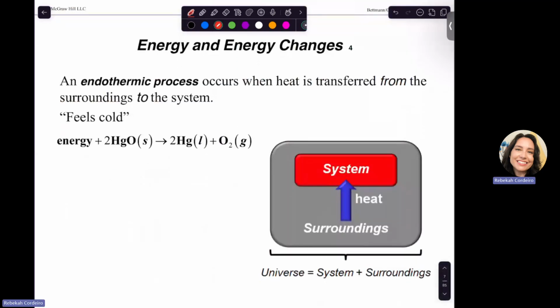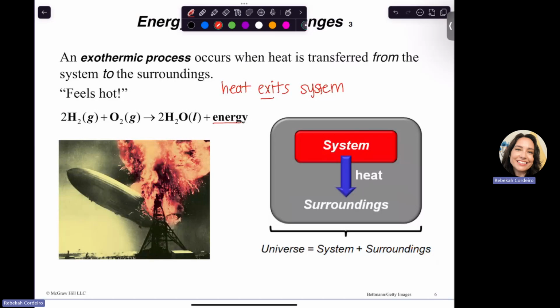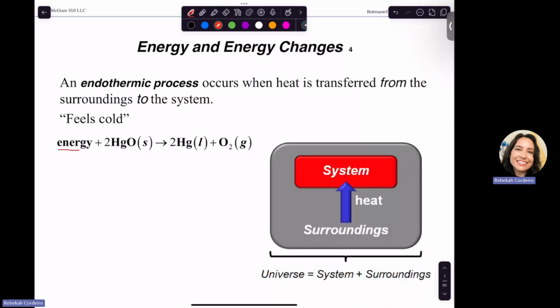An endothermic process is where heat is transferred to the system, so it would feel cold. If you touch something that feels cool, heat is being transferred from you to the system. And notice that we actually can think about energy being in our chemical reaction. If the energy is a product, that's exothermic, meaning the energy is given off. If energy is a reactant, that's endothermic. Energy is like a reactant, it's going in, it's like an ingredient.